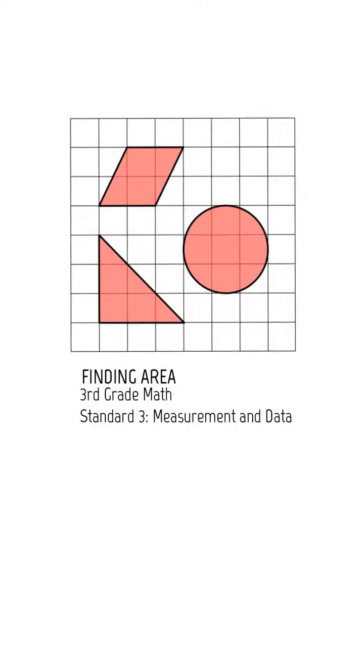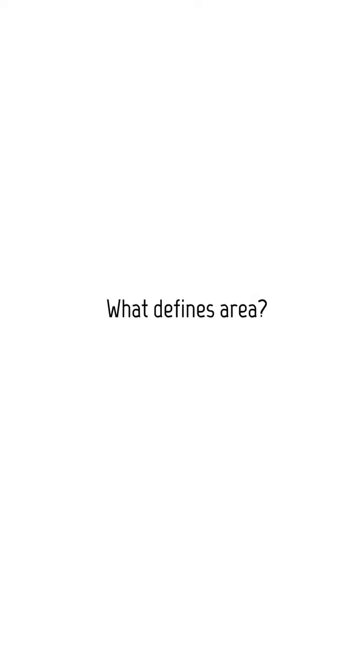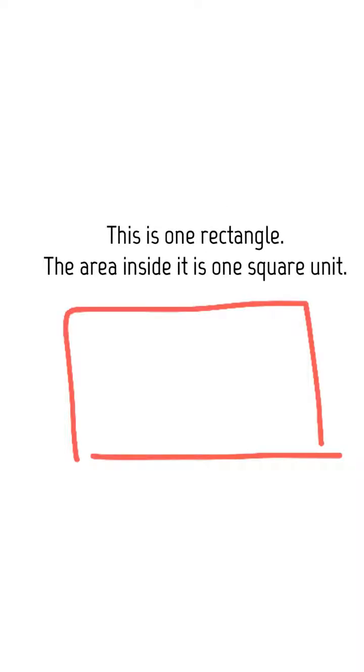Today's lesson, we are learning about area. What defines area? Well, area is the space that makes up the inside of a shape. This is one rectangle. The unit inside it is one square unit, which happens to be the area.